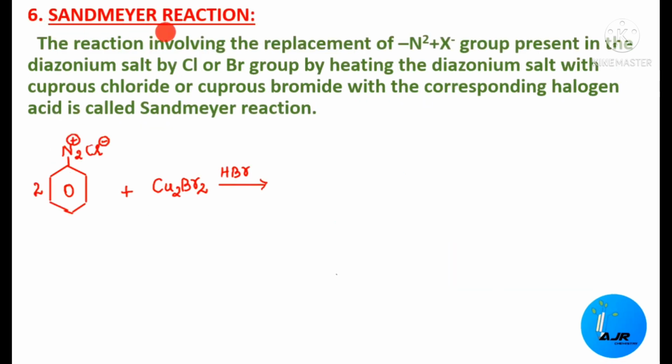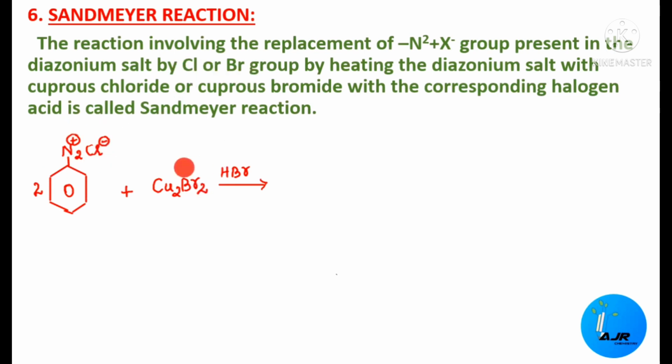Next, we shall see another important reaction, Sandmeyer's reaction. See, the reaction involving the replacement of N2 plus and X minus group present in the diazonium salt by chlorine or bromine group, by heating the diazonium salt with cuprous chloride or cuprous bromide with the corresponding halogen acid, is called the Sandmeyer reaction. What is given in this sentence is, say, this N2 plus and Cl minus from the diazonium salt will be replaced by either chlorine or bromine.